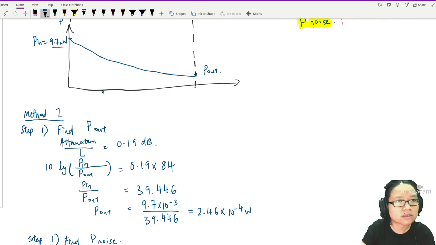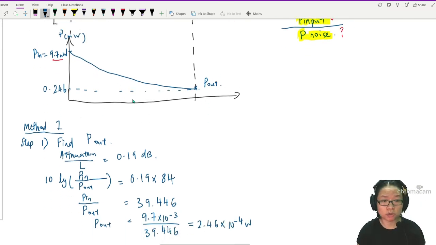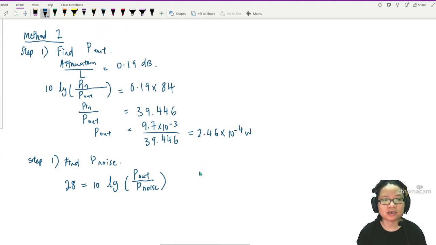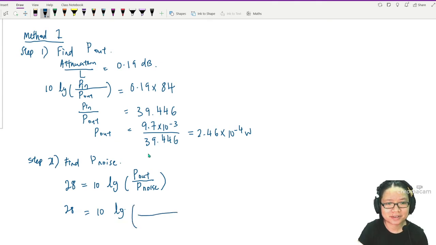So in this case, whenever I reach here, this value here is 0.246. So this is power in milliwatt. So the power will drop a lot actually, almost 40 times. Whenever you get this value, now you have P out already. So now step 2, we can now find P noise. So this is what I mean by long, not wrong, just long. We have the output. P out is 2.46 times 10 to the power negative 4. We want to look for P noise.